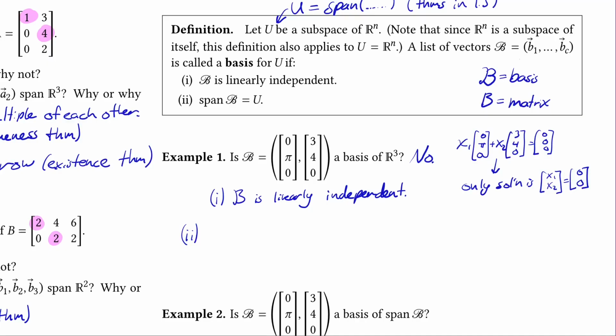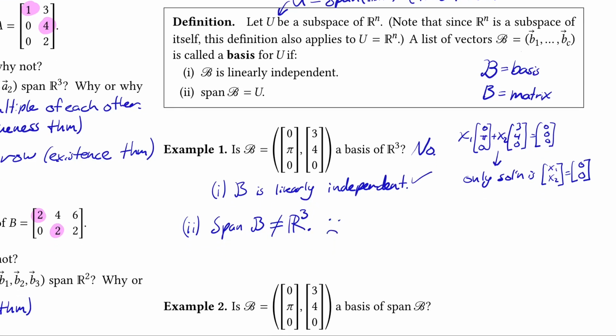Is the span of B equal to U? No. So it does meet the first part. It does not meet the second part. If you think about it, in 3 dimensions, the span of these two vectors is going to be a plane that includes these 2 points and the origin. And that's not going to be a 3-dimensional space-filling thing. You could also think about how there's only 2 pivot positions, but the span is not equal to all of R3. Okay, that's not a basis.